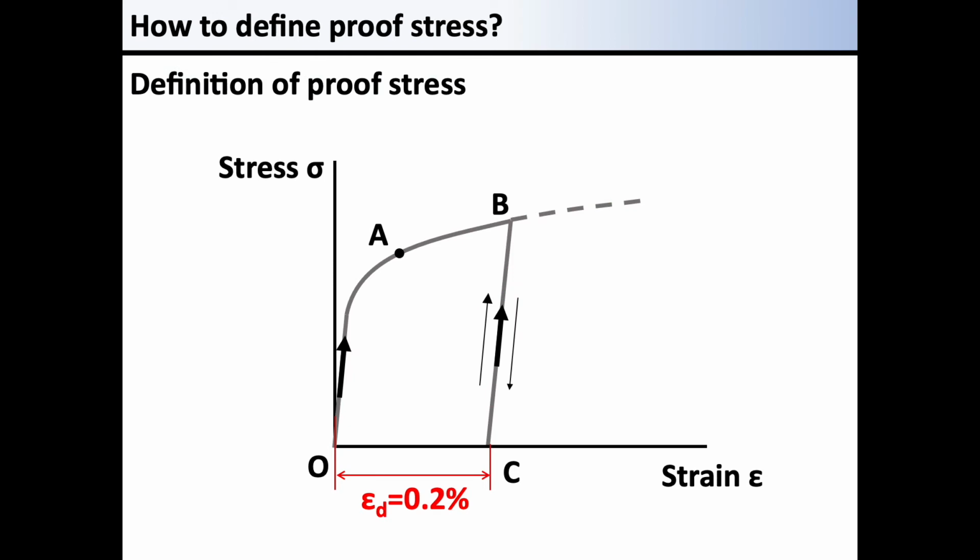Now, we argue about the proof stress mentioned earlier. We are considering a situation that we unloaded a material at B and it comes back to C, and then the permanent strain, which is plastic strain, is 0.2%. In general, the proof stress is defined as the stress that gives this 0.2% permanent strain.